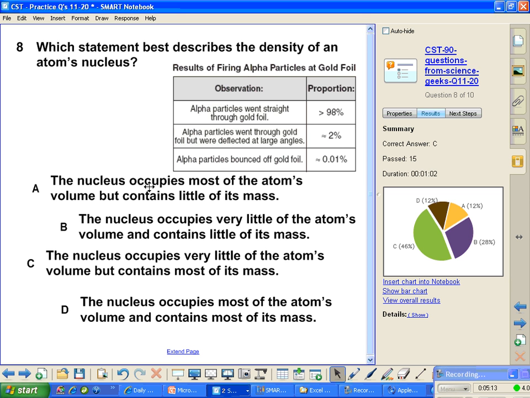Rutherford. Yeah, Rutherford Mark. Okay, so this is the Rutherford dude, right? Gold foil experiment. So, number 8 and number 9 are both the same kind of question.